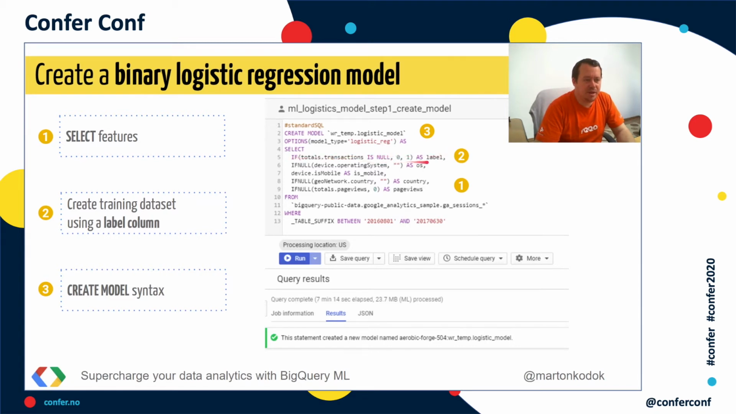BigQuery requires that we create exactly a label column. This shows whether the user made a transaction or not. So this is our training data set. The training data set uses a time frame which we will use just for training. We will use another time slot in order to evaluate the model.